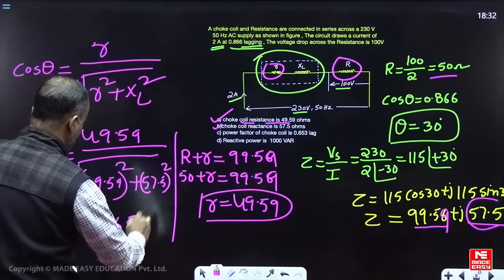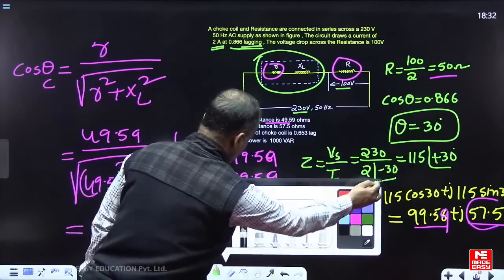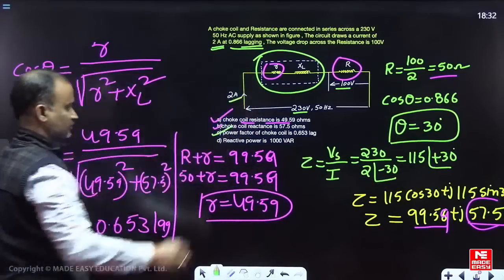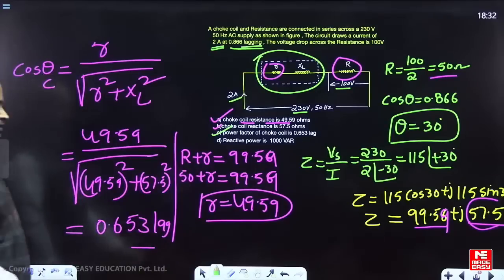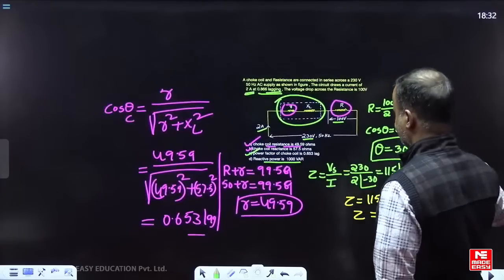0.653. What is the nature of the power factor? Inductive means lagging. Inductive means the nature of the power factor is lagging. That means the C option is also correct. Come to the last one. What is it asking? The reactive power.